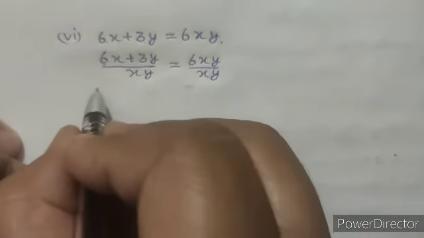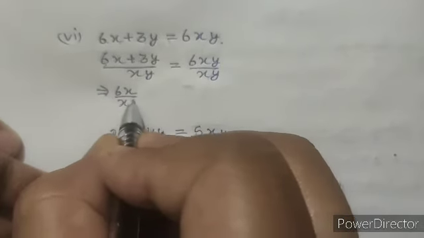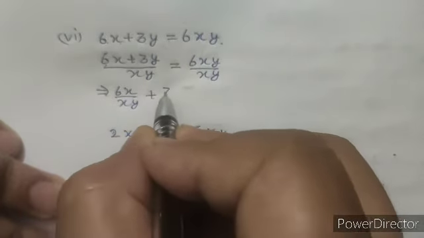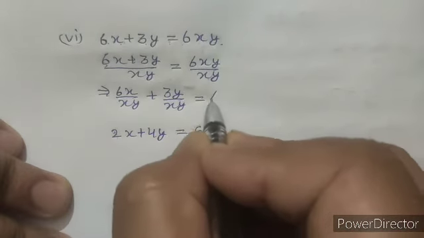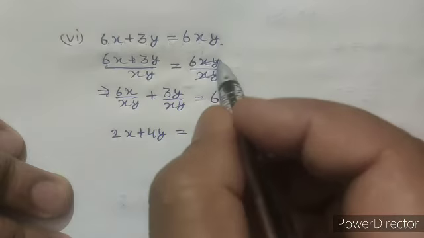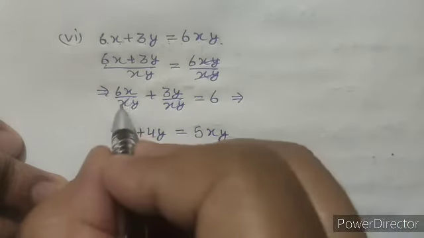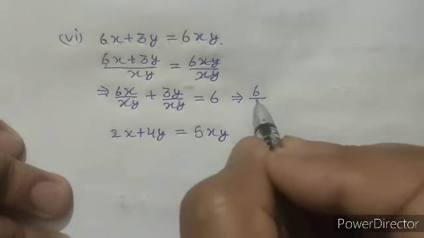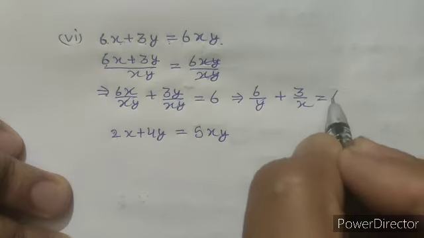Now here this will be 6x upon xy plus 3y upon xy equal to 6. Here xy will cancel out. Now this will give us the equation as 6 upon y plus 3 upon x equal to 6.